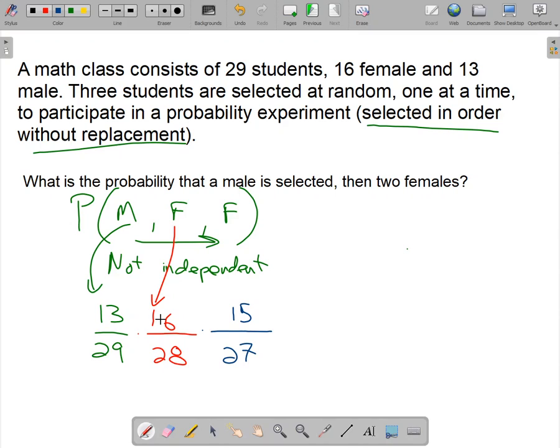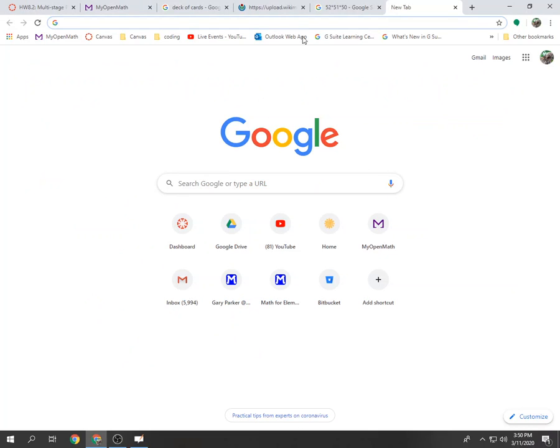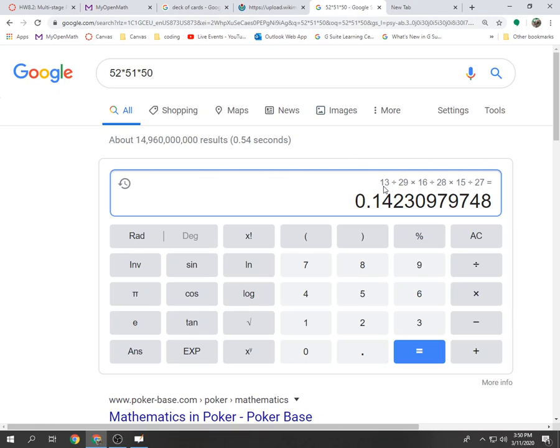Did you do 13 times 16 times 15 first? I did not. And then 29 times 28 times 27? If you do it that way, you've got to be careful because the 29, 28, and 27 have to end up in the denominator. And I got them in the denominator by saying it was 13 over 29 times 16 over 28 times 15 over 27.